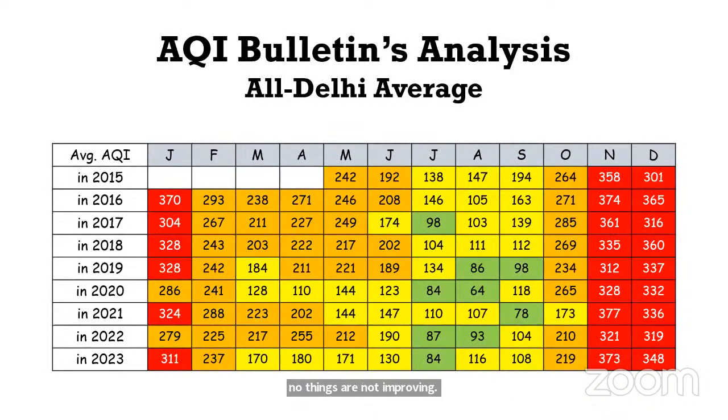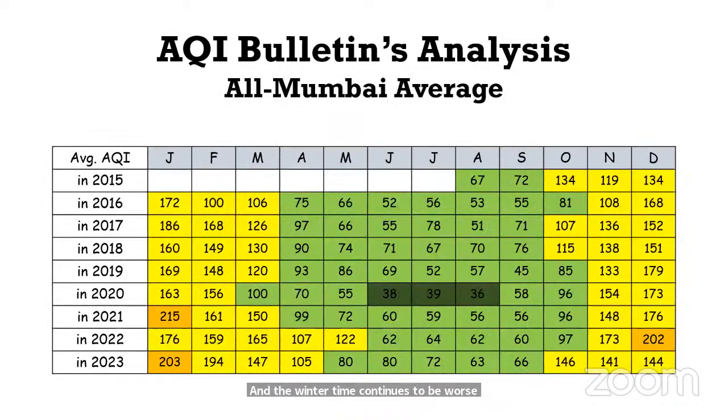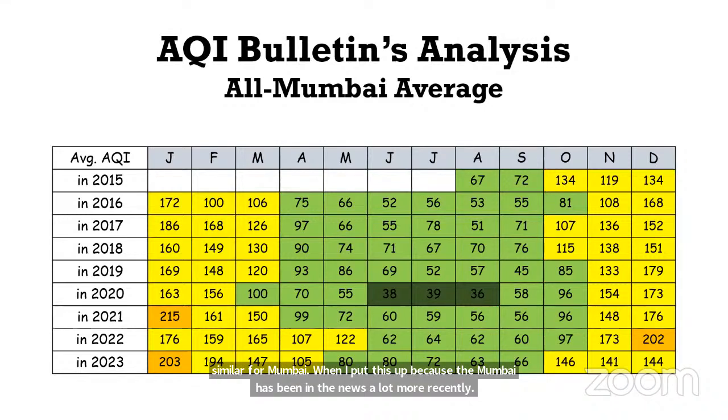Delhi is the most represented area with more than 40 monitoring stations. As you can see, things are changing, but I won't put a finger on it and say that it's dramatically improving to be good. And the winter time continues to be worse. Something similar for Mumbai. I put this up because Mumbai has been in the news a lot more recently, as much as Delhi has been.